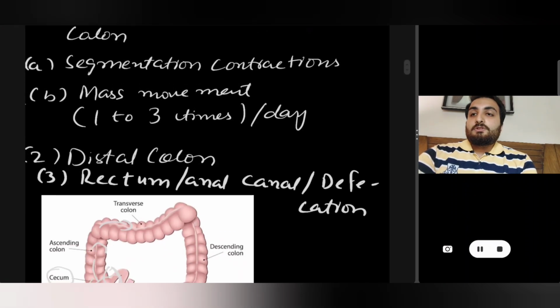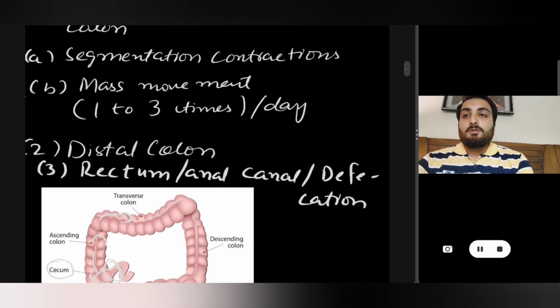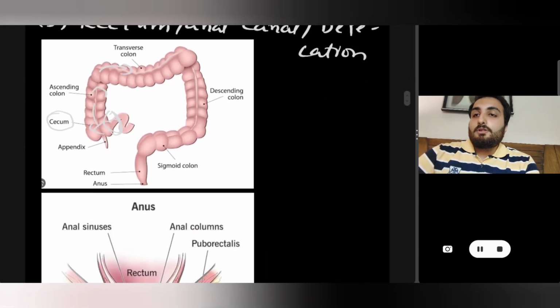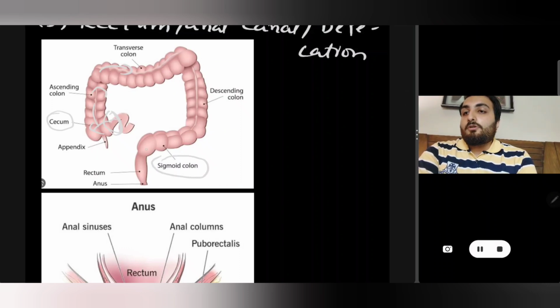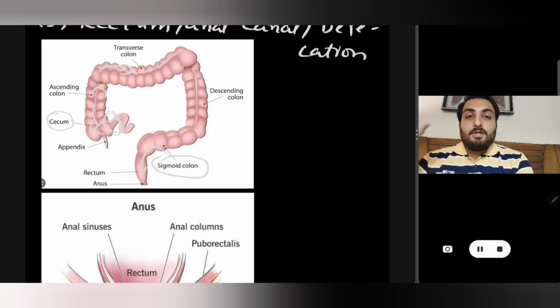Once the mass movement occurs from the transverse colon to the sigmoid colon, and then from the sigmoid colon, here you can see this is the sigmoid colon, the fecal matter enters into the rectum. Once it has entered, the rectum becomes distended. Only 25% capacity of the rectum is responsible for giving us the urge to defecate in a normal person.